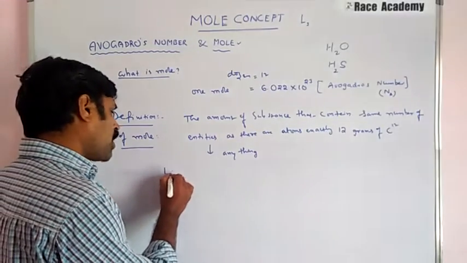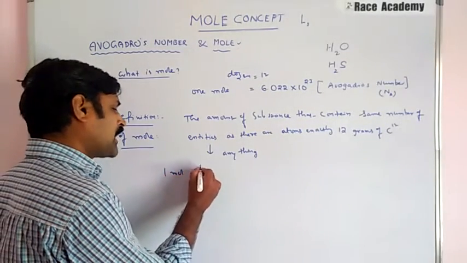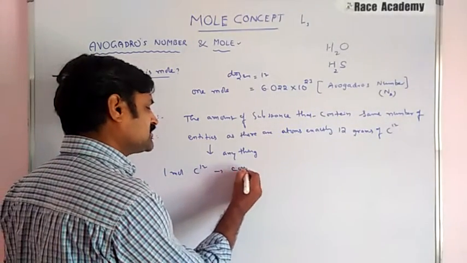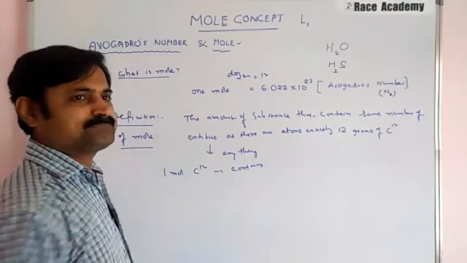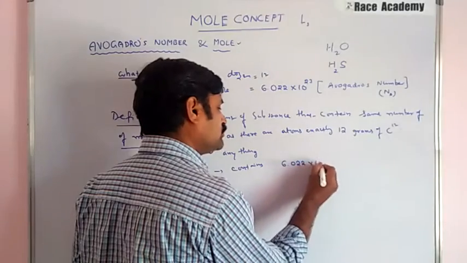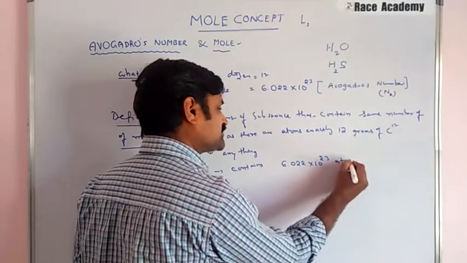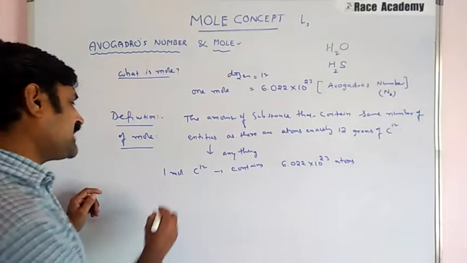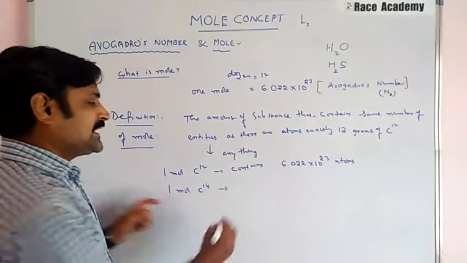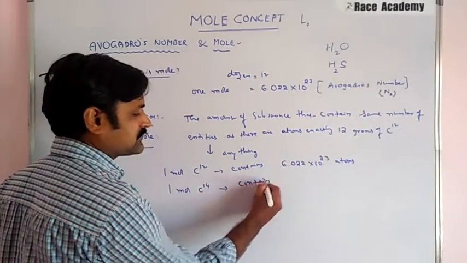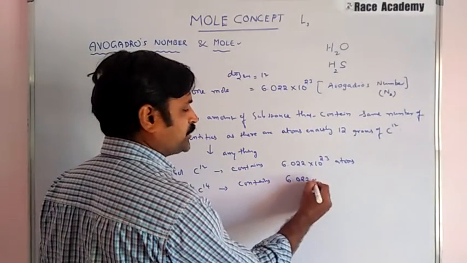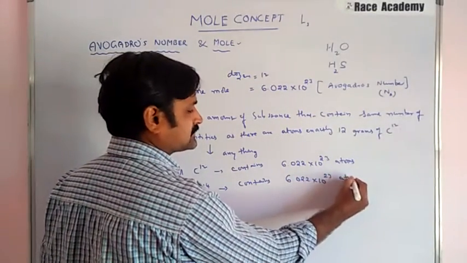That may be atoms, molecules, formula units, or even eggs, anything. For example, when you are talking about 1 mole of carbon-12, what is the meaning of 1 mole of carbon-12? This indicates it contains how many atoms of carbon? It contains 6.022 into 10 to the power of 23 atoms. In the same fashion, when you take 1 mole of carbon-14, again what will you write? There is no change in that: 6.022 into 10 to the power of 23 atoms.